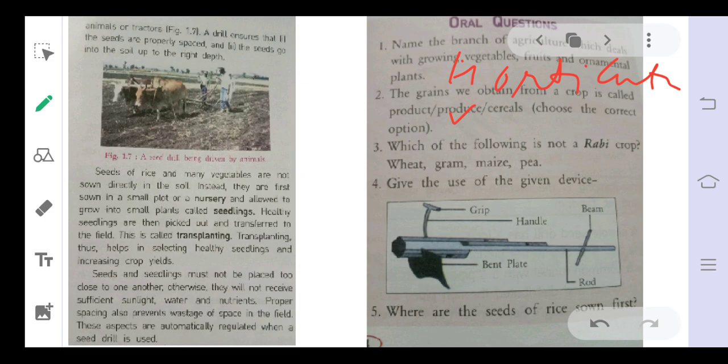Then, which of the following is not a rabi crop? Wheat is a rabi crop, gram is also a rabi crop, pea is also a rabi crop, but maize is not a rabi crop. Rabi crops, we have discussed, are sown during the winters. So wheat is sown in winter, gram, pea, all these are winter plants. But maize is a kharif plant.